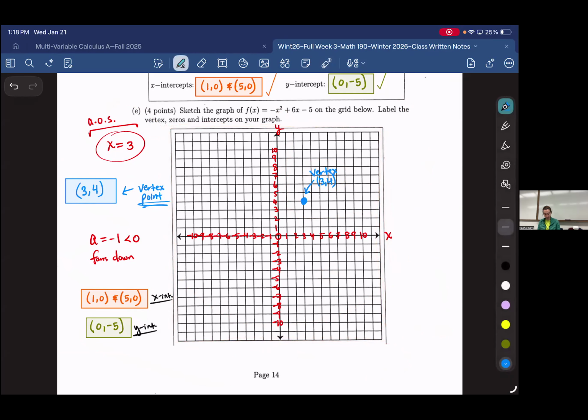All right, let's plug in our x-intercepts. We have 1, 0. We have 5, 0. This is 1 x-intercept. 1 comma 0. This is the other x-intercept. 5 comma 0. Make sure you're neat. You can read your handwriting. 0 comma negative 5. This is your y-intercept.